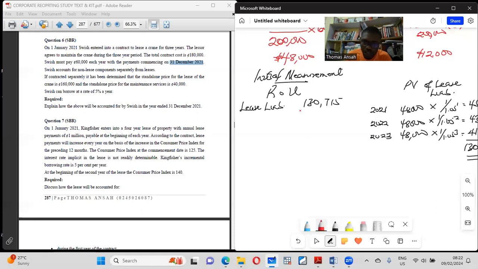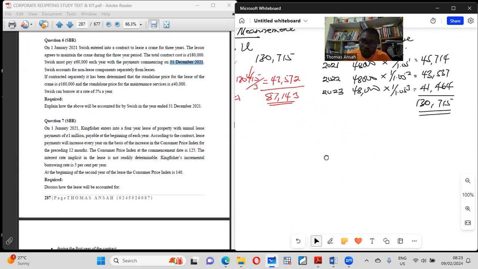So obviously, if I want the subsequent measurement for this one, I'll have to depreciate it, and I'm depreciating it over 3 years. So depreciation will be 130,715 over 3 years, and that gave me 43,572, which means my carrying amount for the subsequent measurement, if I deduct it from the 130,715, gives me 87,143. So that is my subsequent measurement for that aspect.